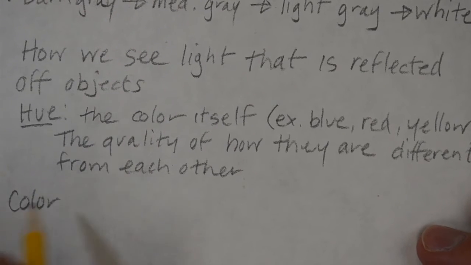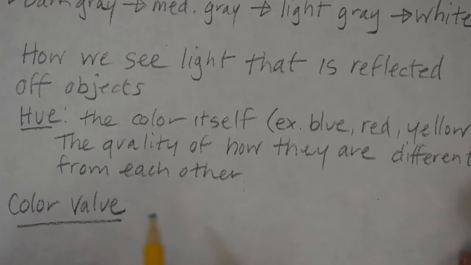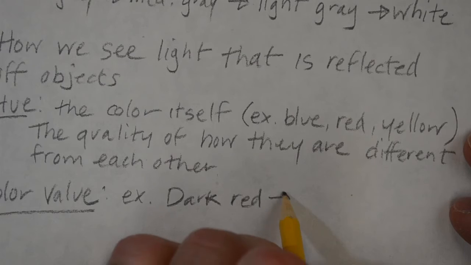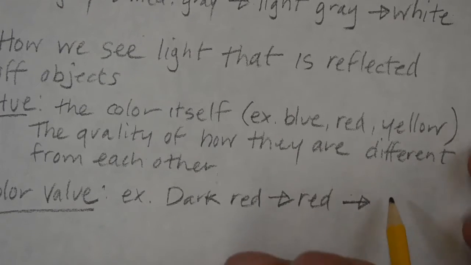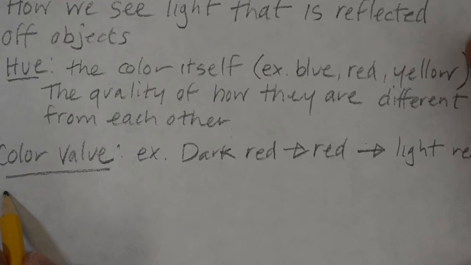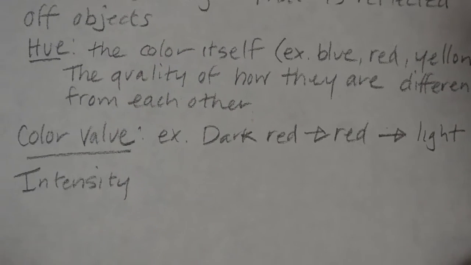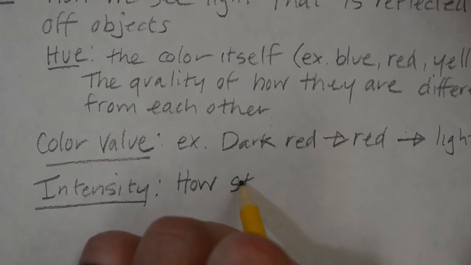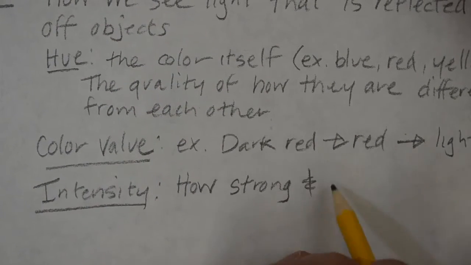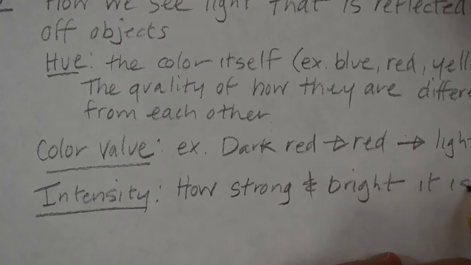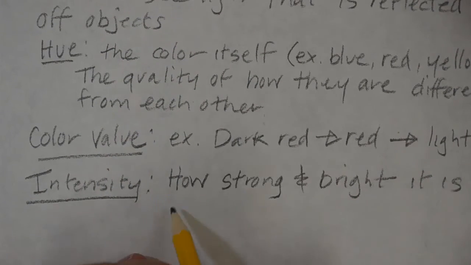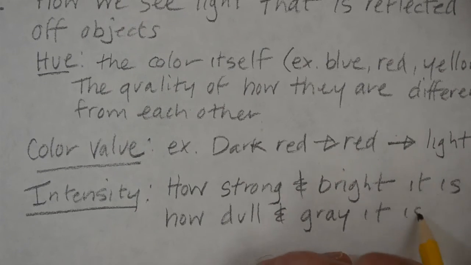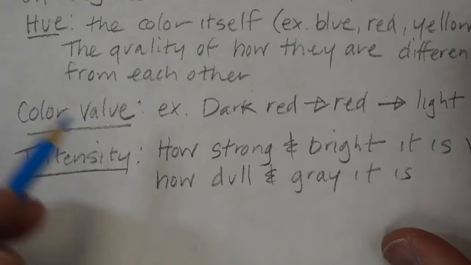The second aspect we think about with concern to color is a color's value. Colors have value too. Example, dark red, red, and light red. The third aspect of color is a color's intensity. This refers to how bright and intense and vibrant a color is. An example of a color with high intensity might be the reddest red you've ever seen. An example of a lower intensity color is a red that's kind of dull and grayed out.